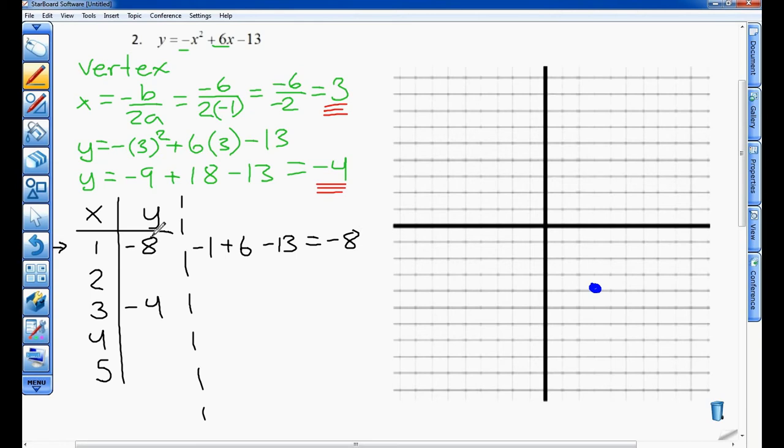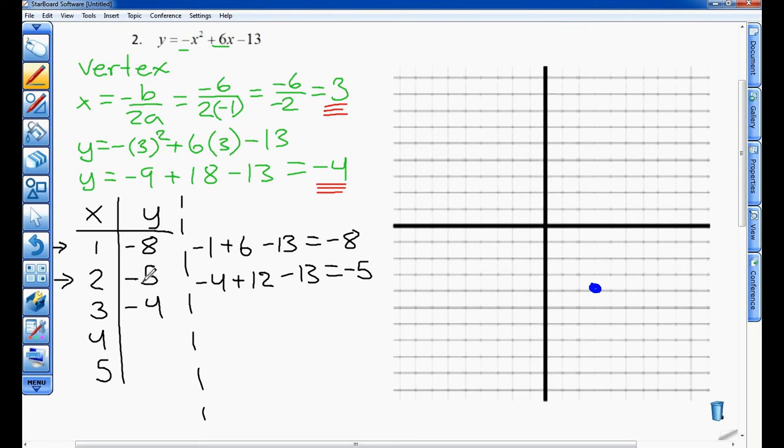Next, let's plug in our value of 2. So plugging in 2 for x, we end up with 2 squared, which is 4, but then we have that negative on it, so negative 4. 6 times 2 is 12, so that's negative 4 plus 12, and then the minus 13 at the end. And what does that equal? Well, negative 4 plus 12 is positive 8. When I subtract 13 from that, I end up getting a negative 5. So when I plug 2 into my function, I'm ending up with a y value of negative 5.